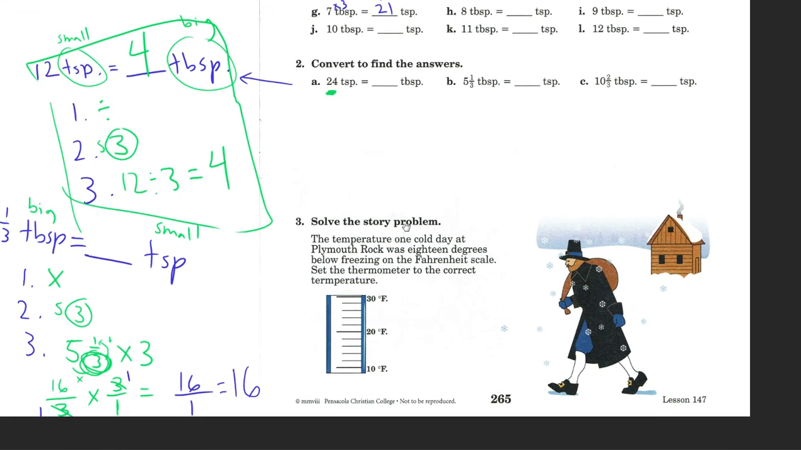Number 3, solve the story problem. The temperature one day at Plymouth Rock was 18 degrees below freezing on the Fahrenheit scale. Set the thermometer to the correct temperature. So you need to see 18 degrees below freezing. Remember, 32 degrees is freezing. So if it's going below, am I adding or subtracting 18? I'm subtracting 18, right? Whatever temperature you get here, you have to fill it in on the thermometer.